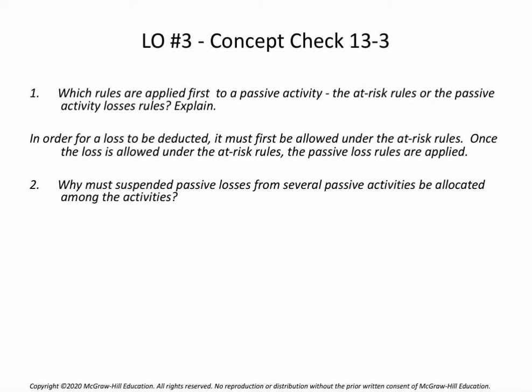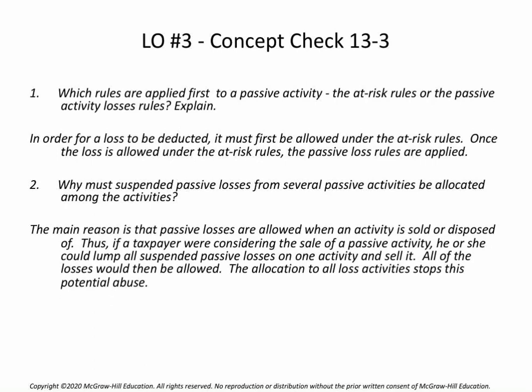Number 2, why must suspended passive losses from several passive activities be allocated among those activities? And the reason why is we don't want to kind of move losses around between those activities. So what we're going to do is allocate them among those activities and kind of freeze them there. That way if we dispose of one piece of property, only the allocated loss to that activity is going to be permitted.